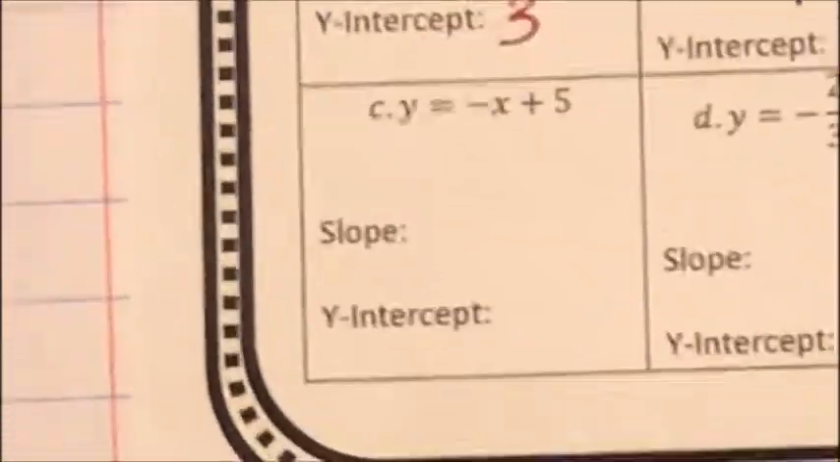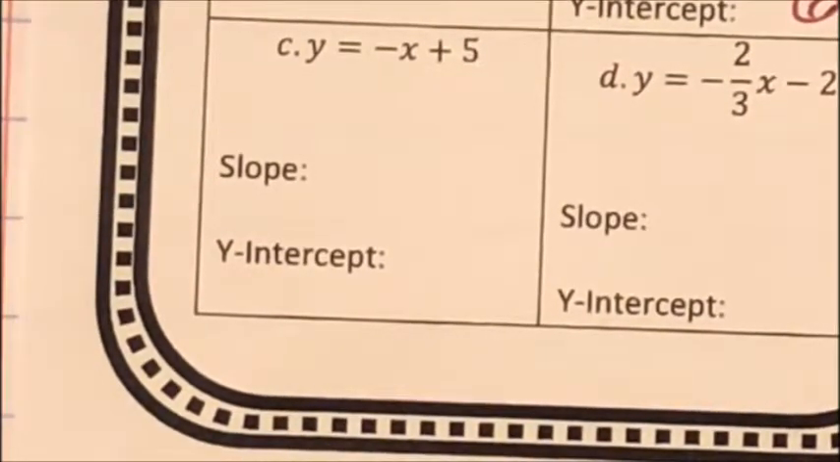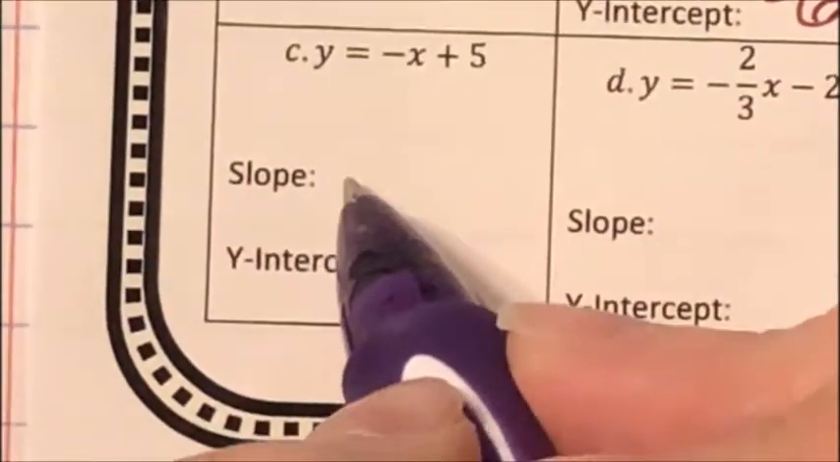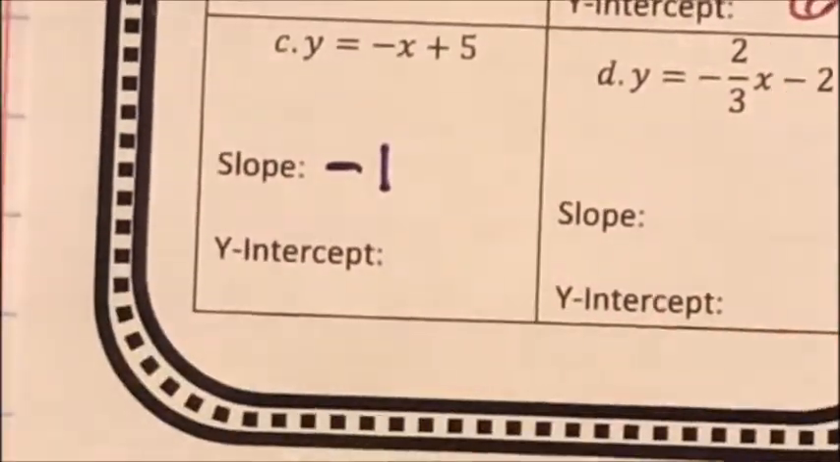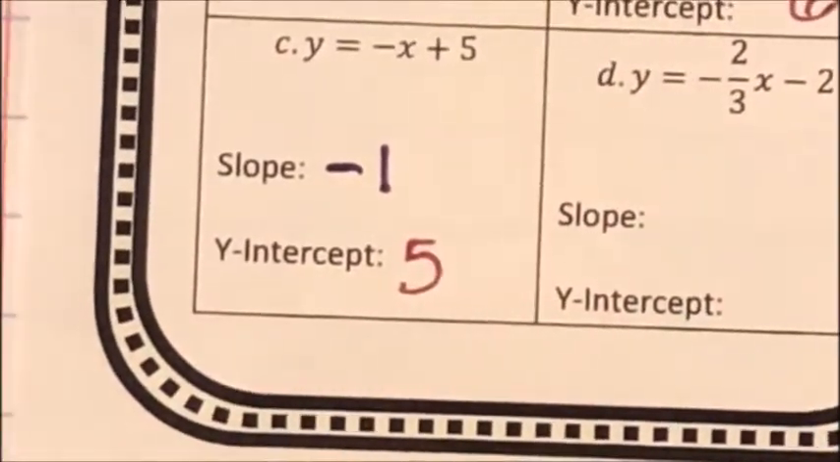Okay. Letter C, y equals negative x plus 5. Okay, so there is no number in front of the x, so that means my slope is negative 1 because there's no number. And my y-intercept is 5.